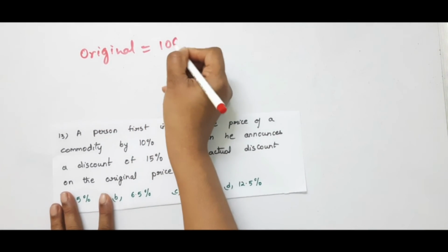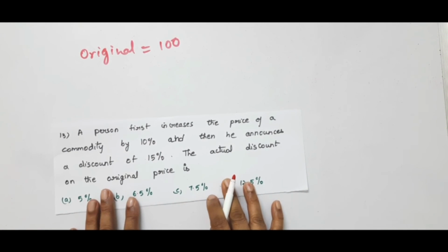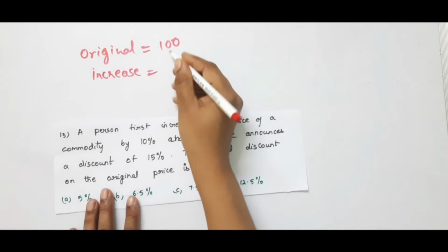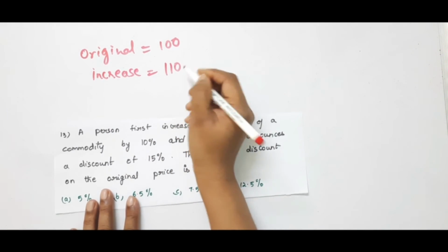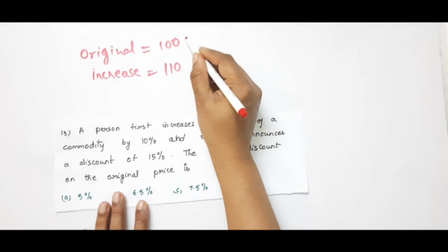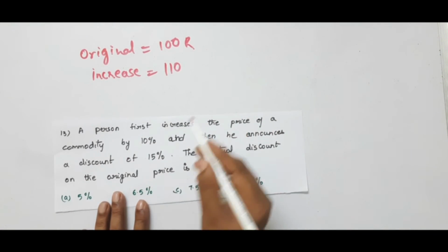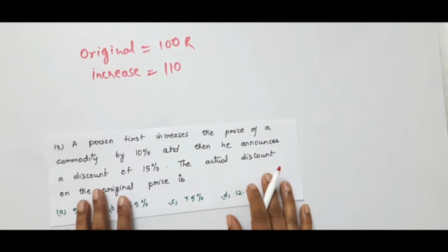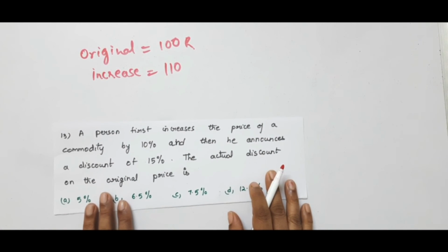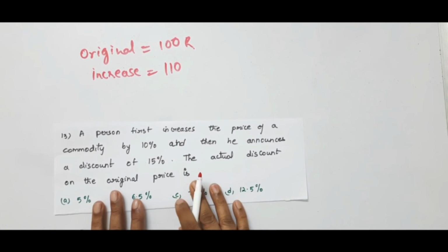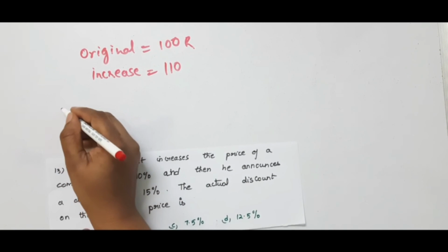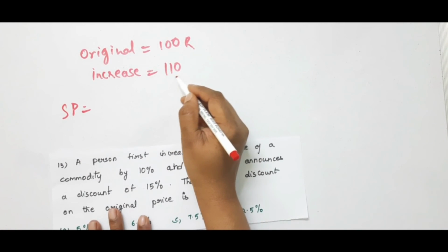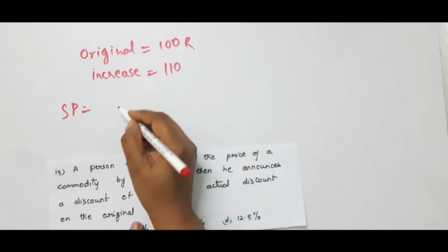100. If the original price is 100, then the price increased by 10% is nothing but 100 plus 10, which is 110 rupees. Is it not? If the original price is 100 rupees, he increased the price by 10%, so it is 100 plus 10. It is 110. Now we have to find the actual discount on the original price. So first we have to find the selling price. We have the market price, and now we have the discount, so we can find the selling price.